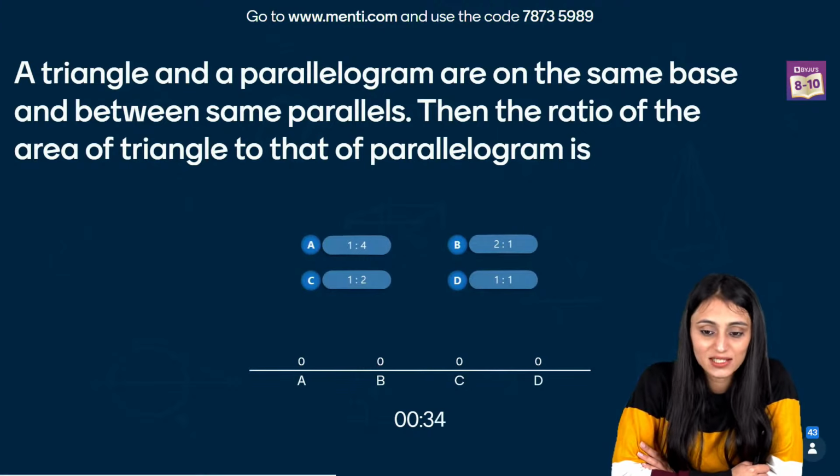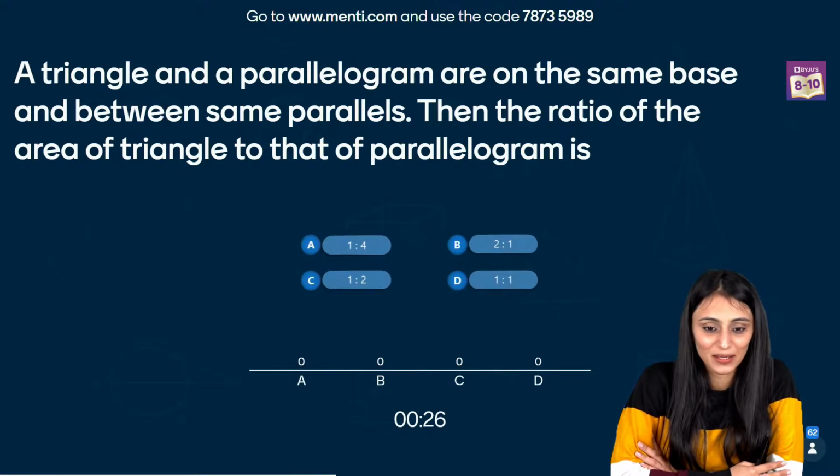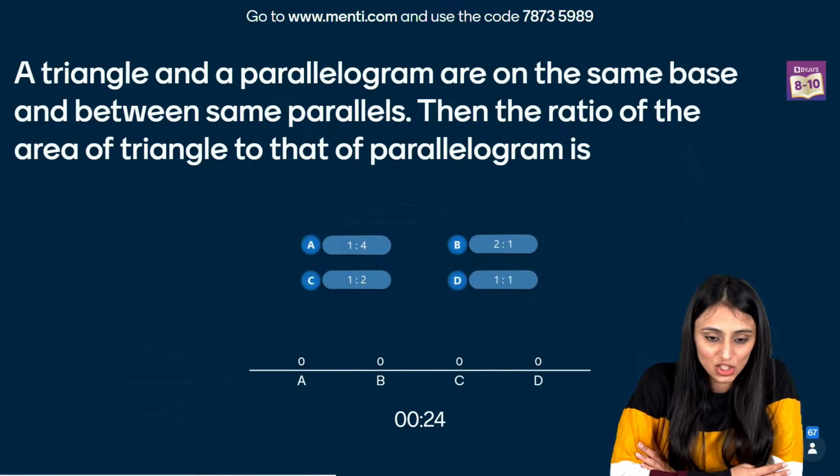Article, you knew the right answer but misclicked. It's okay. See, as far as you know what the correct answer is, it's fine. It happens sometimes, right? Circle chapter kab aayega? I'll tell you.